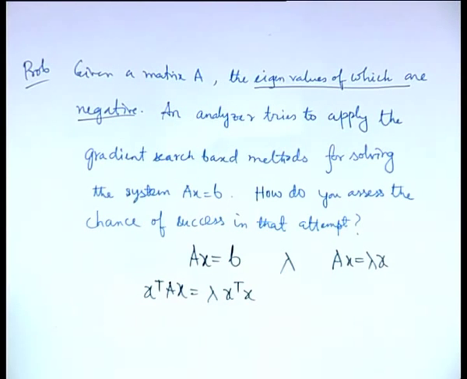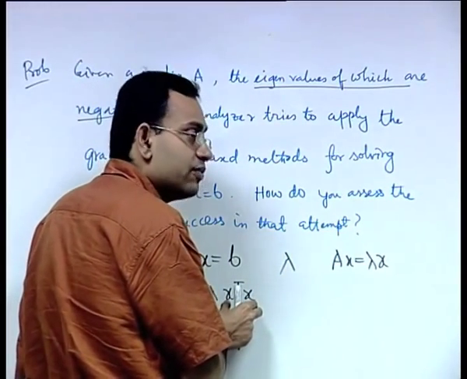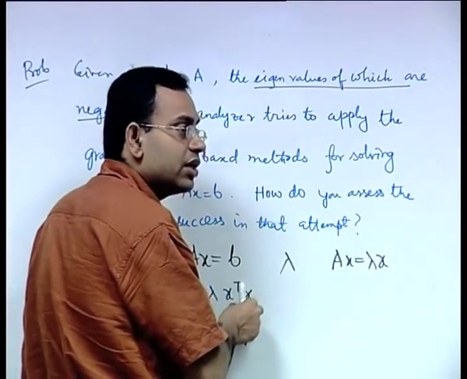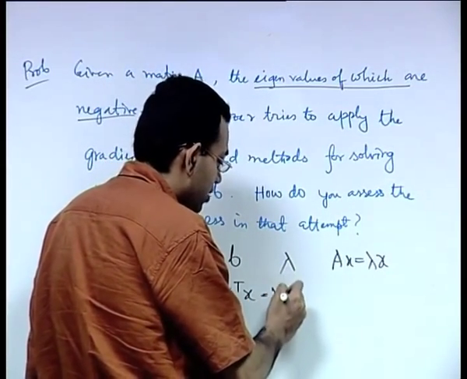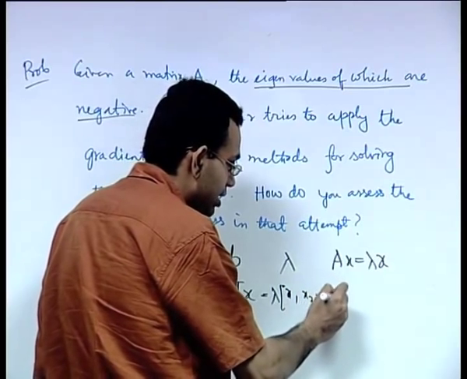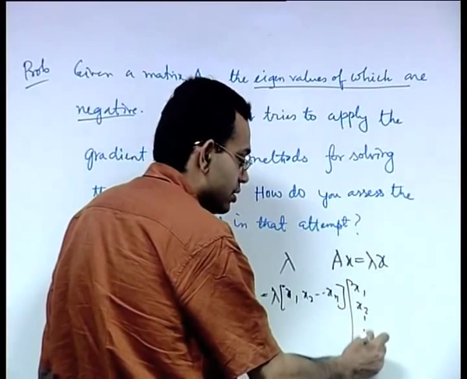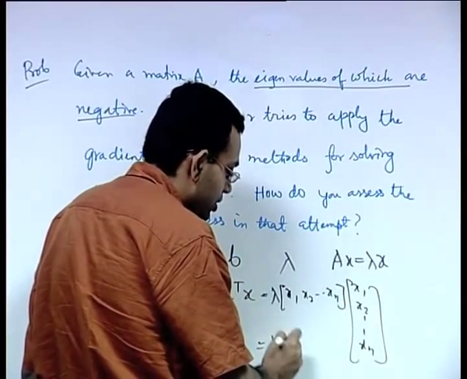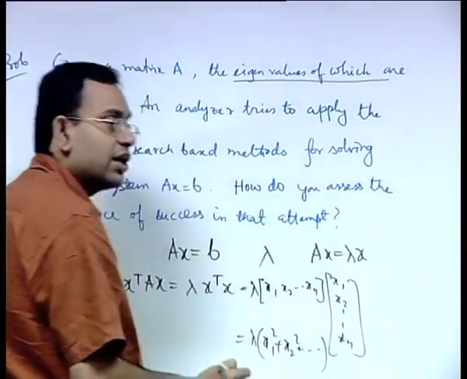What is x transpose x? Is it positive or negative? It is always positive because an element of x is multiplied by the corresponding element of x only. So, x transpose x is what? You have x1, x2 in this way xn, that is multiplied with x1, x2 in this way xn. So, it is lambda into x1 square plus x2 square. So, it is just like making a dot product.